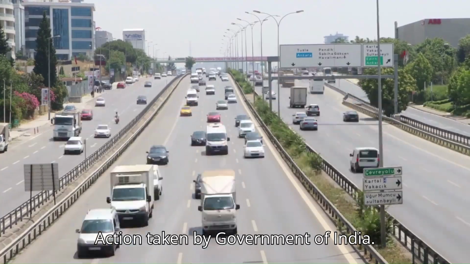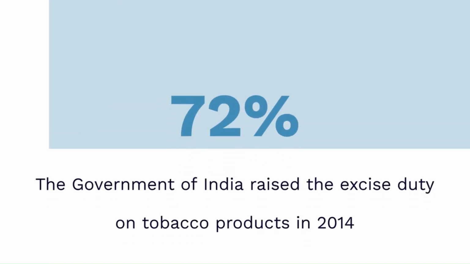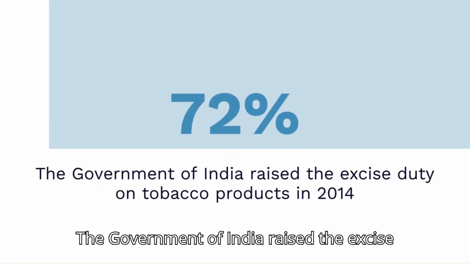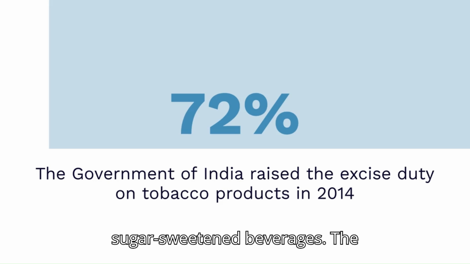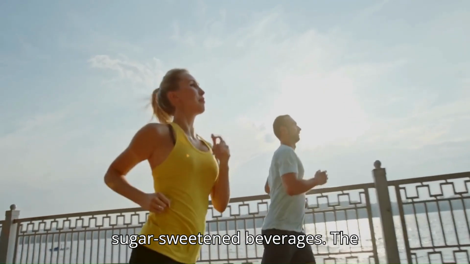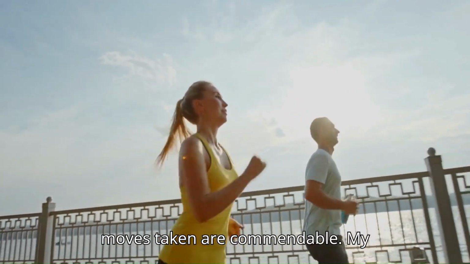Action taken by Government of India. The Government of India raised the excise duty on tobacco products in 2014 up to 72% and levied a new 5% tax on sugar-sweetened beverages. The moves taken are commendable.